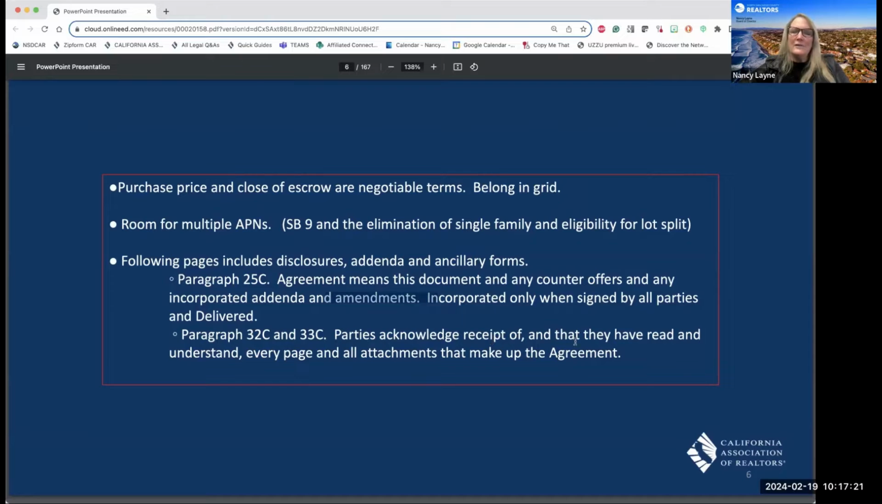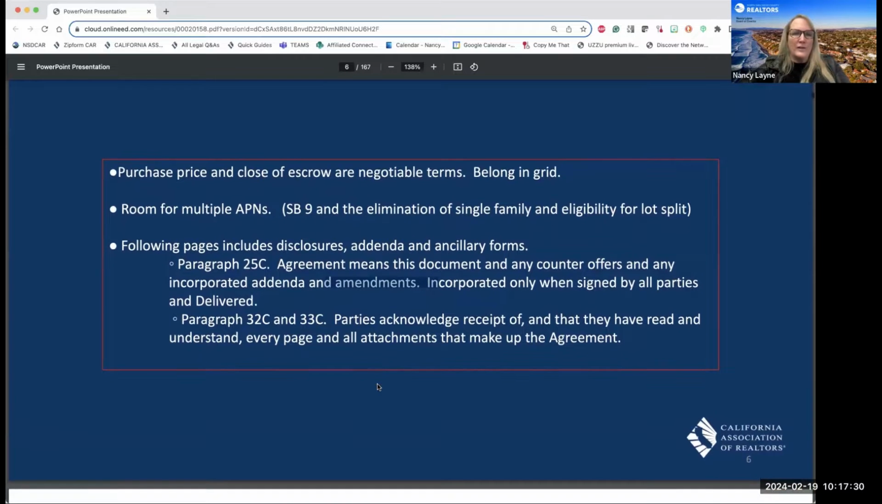And the other thing that I think is a mistake that a lot of agents make: parties acknowledge receipt of and that they have read and understand every page and all attachments that make up the agreement. If you aren't going through this contract line by line with your clients, and a lot of times agents will go through this first, then go through the terms and fill out the form and send it back for signatures. But unless you're going through that entire contract and they understand what it is and those paragraphs that are referenced in that grid, you could have a problem after the fact.